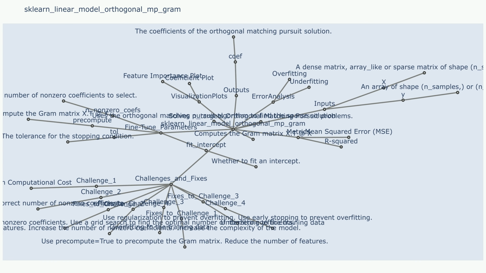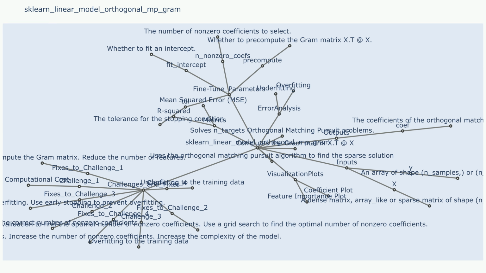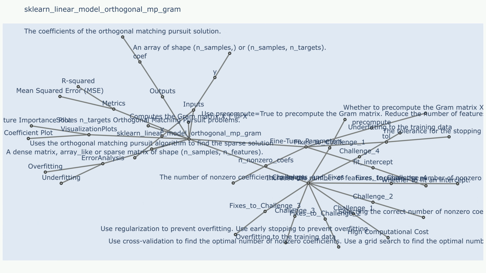sklearn, linear model, orthogonal_mp_gram. Description: solves n_targets orthogonal matching pursuit, OMP, problems. This is the gram version. It is faster when n_targets or n_features is very large. Solves argmin ||y - X beta||^2 subject to ||beta||_0 <= n_nonzero_coefs. It is meant to be used with the fit method.